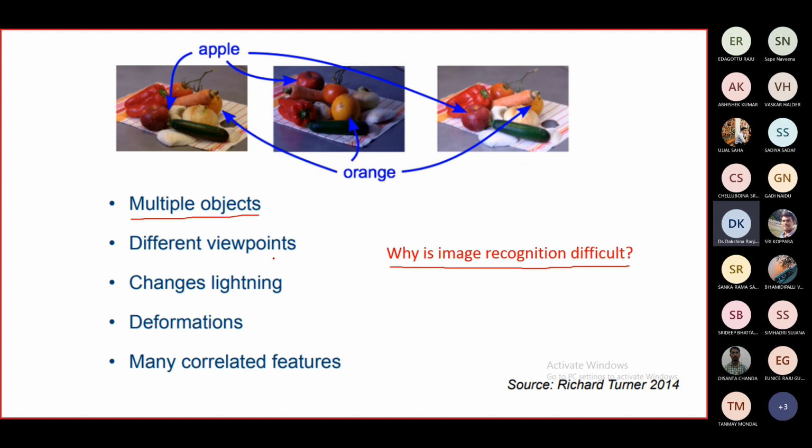We can also have different viewpoints. That means a single object can appear in different orientations with different viewpoints. At the same time we can have different lighting conditions. If we compare the first and second images, the second image is slightly darker than the first. We can have deformations, occlusions, and many correlated features in different objects. So image recognition, classification, or prediction is a very difficult task. These are the different difficulties of image recognition and classification.